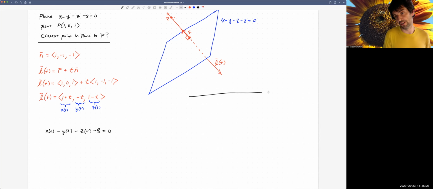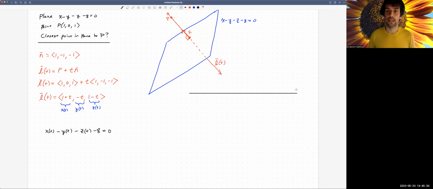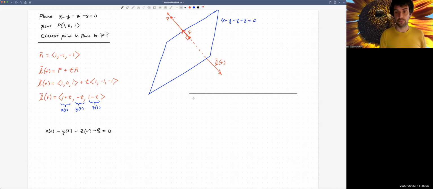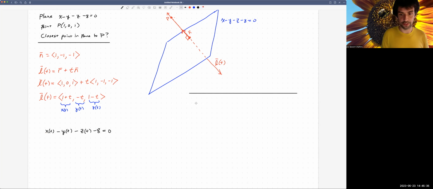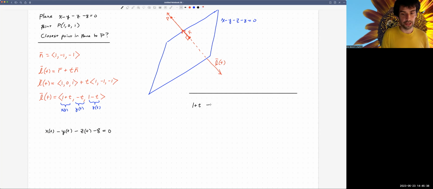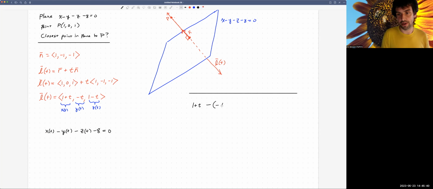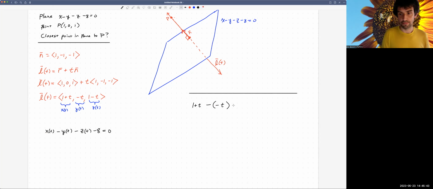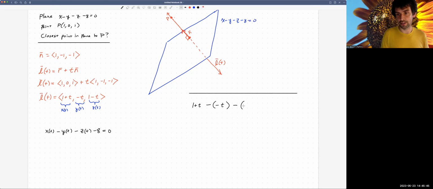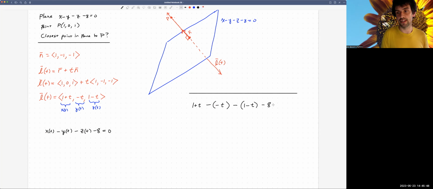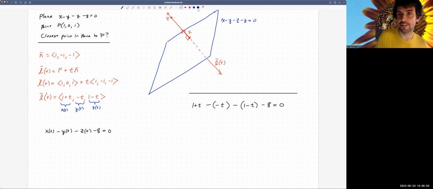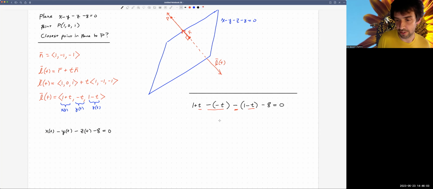Let's come over here where I've got a little more room. And we've got, so x of t is 1 plus t, minus y of t, so that's minus negative t, minus z of t, so that's minus 1 minus t, minus 8 is equal to 0. So let's just solve for t. I'll collect the t's. I have a t, a plus t, and another plus t. So I'm going to have 3t.